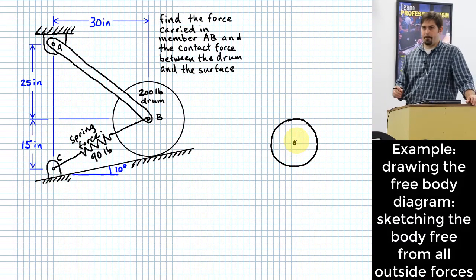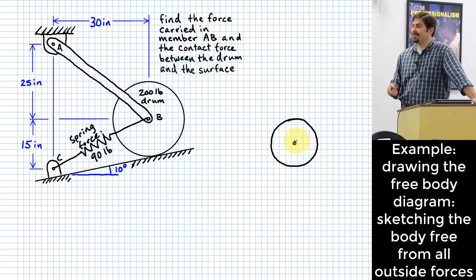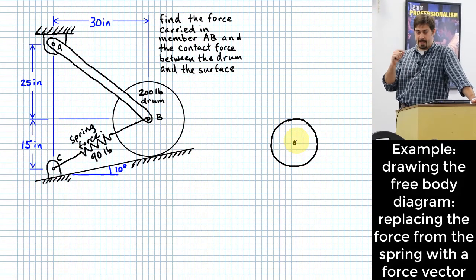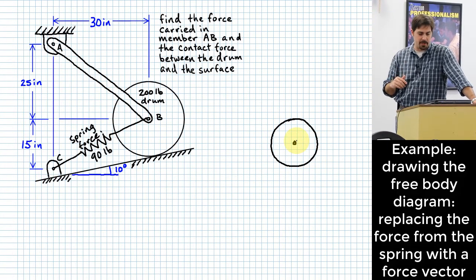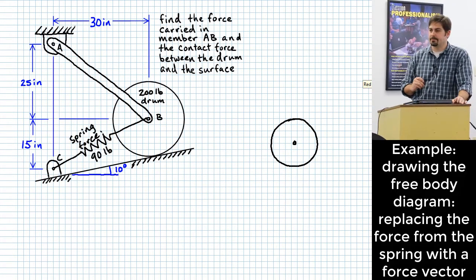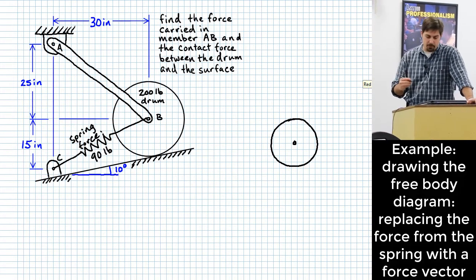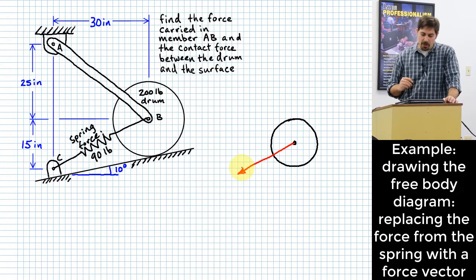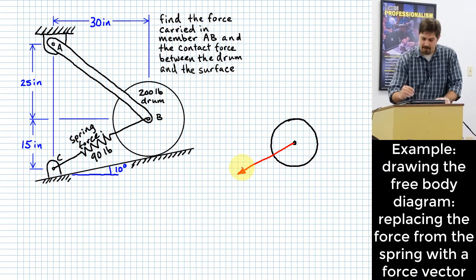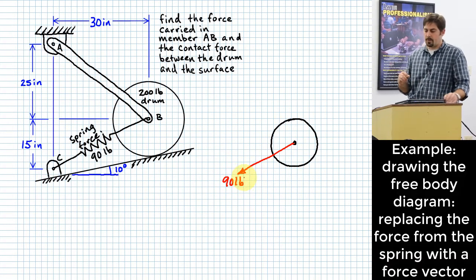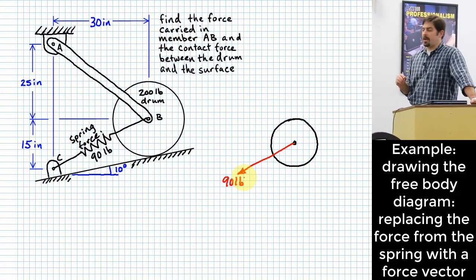Now what? Right, so now we go back and replace all the forces that we removed in the first step. But we do them as force vectors, and we try to label the things that we know. Okay? So what force should we identify first? Okay, spring force, that's not a bad one to maybe look at. So there's a force that comes down at some direction like this. We know the value of that one, right? 90 pounds. Okay, good. What else?